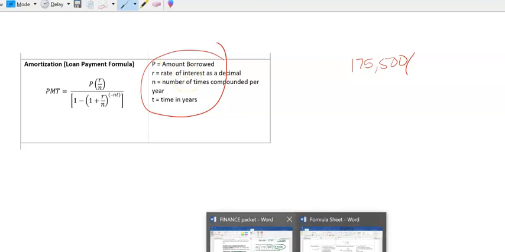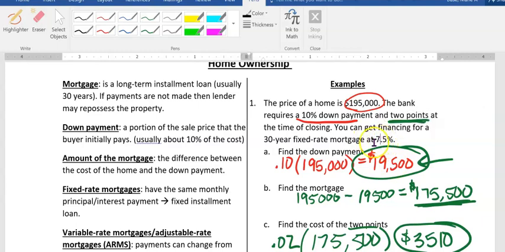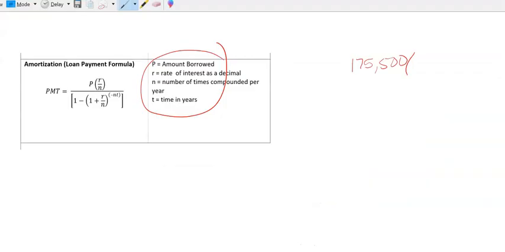Okay, and then R, it says it's the interest rate. Well, on our document here, it told us the interest rate from the bank was 7.5%. Okay, again, we have to change that into the decimal, so it would be 0.075. And then N is the number of times compounded per year. Well, it's assumed we're going to make monthly payments, so that would be divided by 12. Okay, and now I can do the denominator of this.